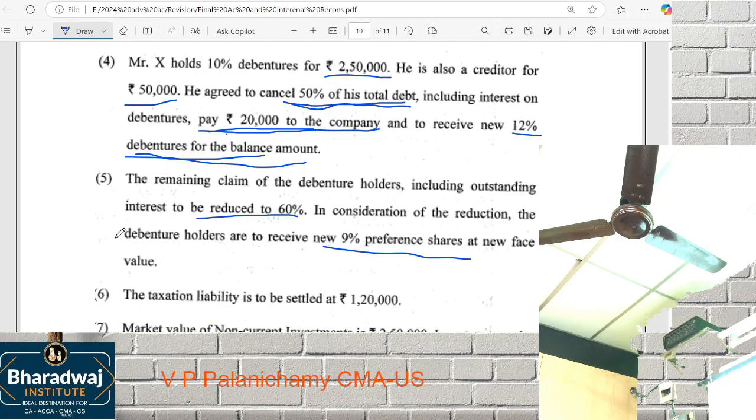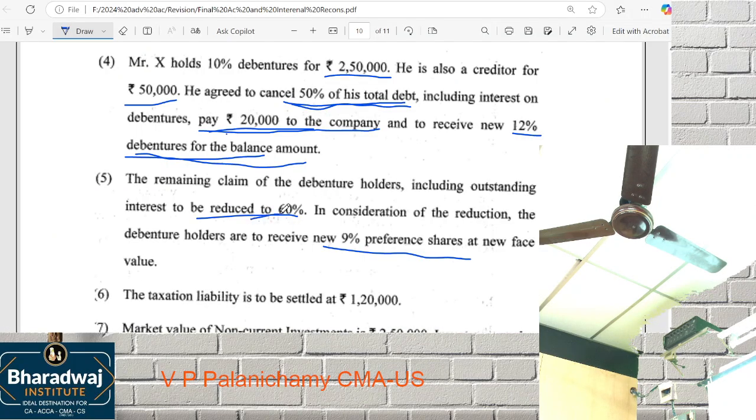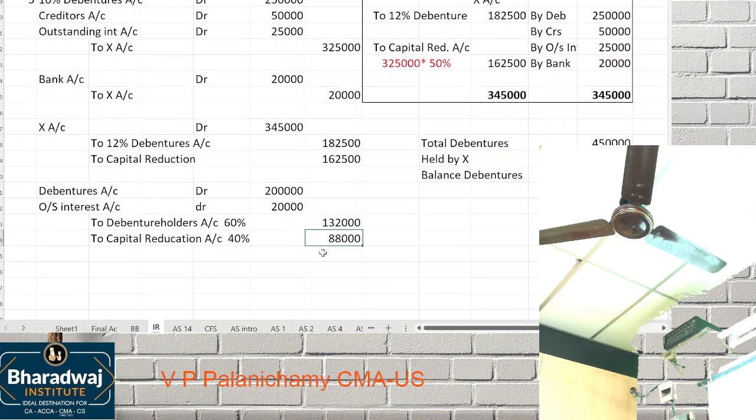how much is waived, how much is payable? 60% waived, 40% payable. Reduced to 60%. Reduction is 40%. For debenture holders, we have to pay how much? 60%. Take it.